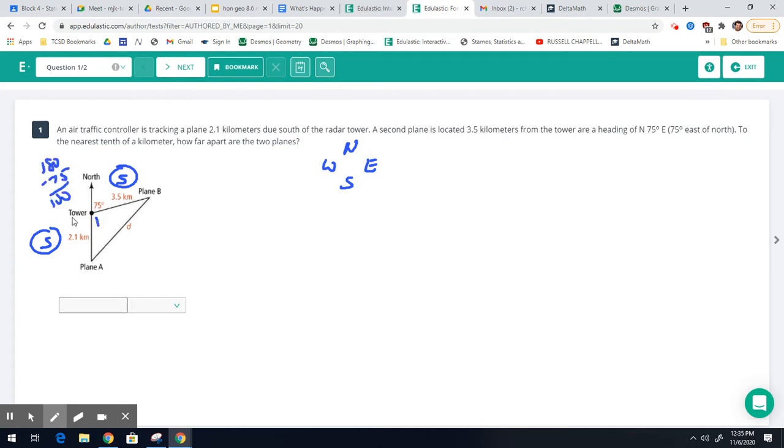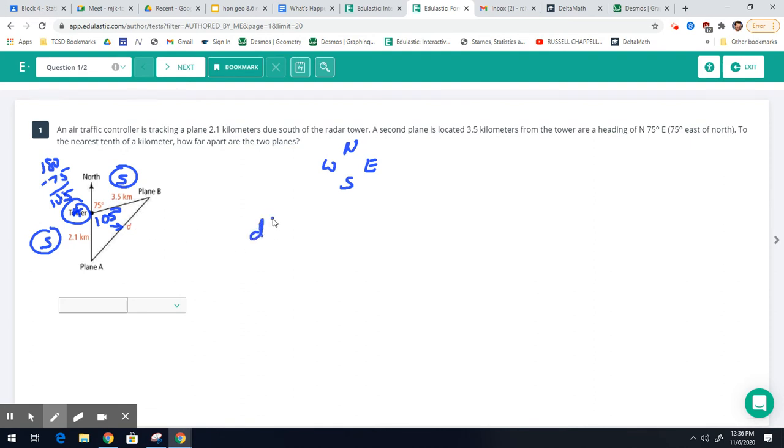So we can find this angle right there by taking 180 minus 75, and that's 105. And now I have this angle, 105, not 100, 105. And now I do have the side angle side situation. I can find the opposite side D using the law of cosines. And it's actually the easy one, because finding the side length is easier, right?